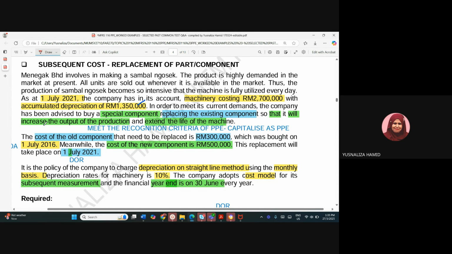You can follow me. As at 1st July 2021, the company has its machinery costing 2.7. So these are all before replacement. Before replacement. Right. Before replacement. You have that.